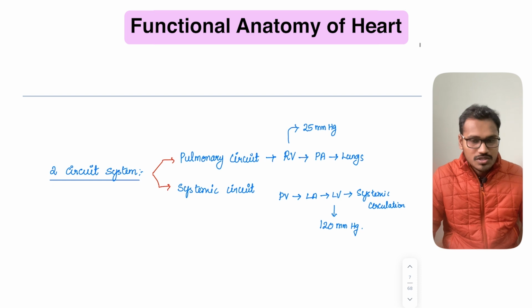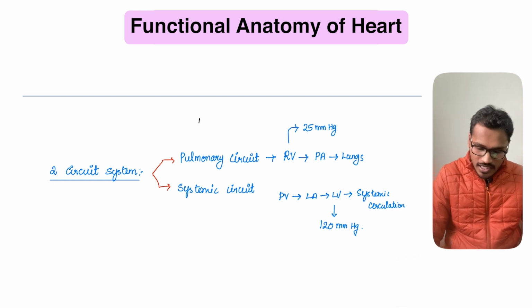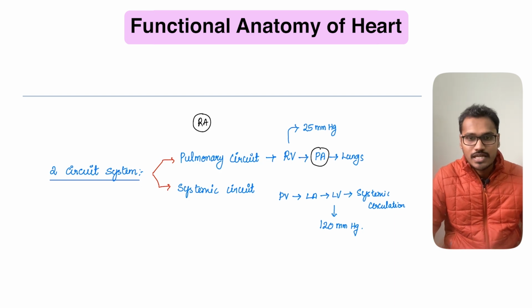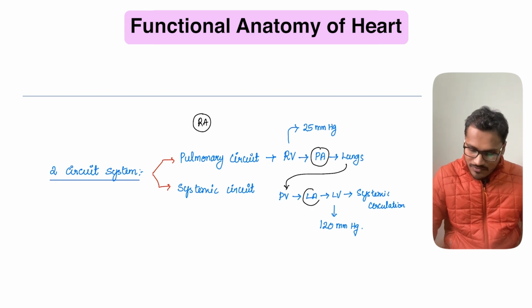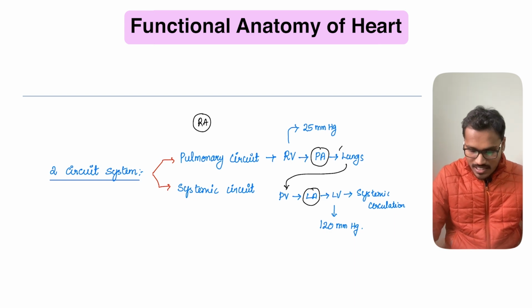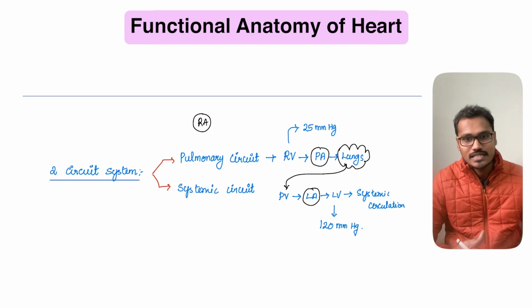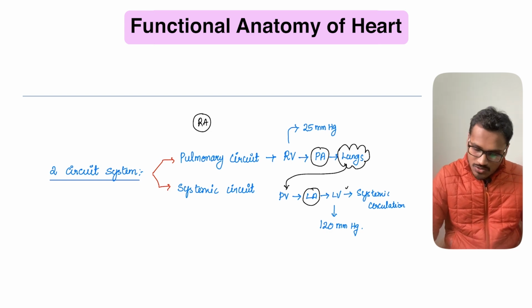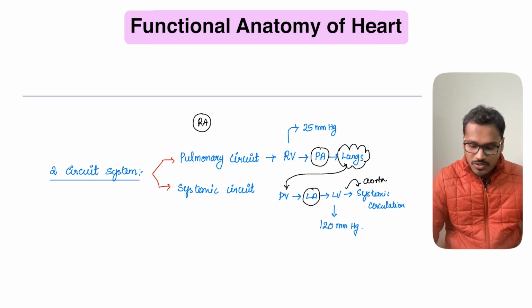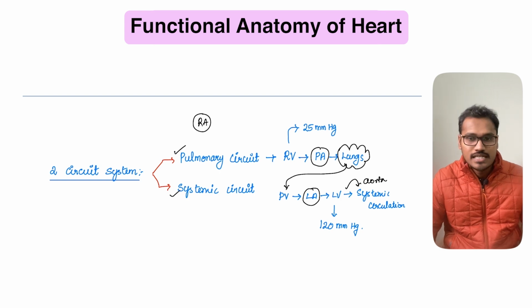Now coming to the two circuits. As we understood, from the right atrium, the blood supply goes to the lung via the pulmonary artery. From the lungs, it goes into the pulmonary veins, which drain into the left atrium. What has happened in between? The lung has oxygenated the blood incoming from the right side of the heart, and from the left atrium it goes to the left ventricle, and through the aorta it supplies the entire systemic circulation. So we have two circulations: the pulmonary circuit and the systemic circuit. Obviously they are connected, but these are two circuits.